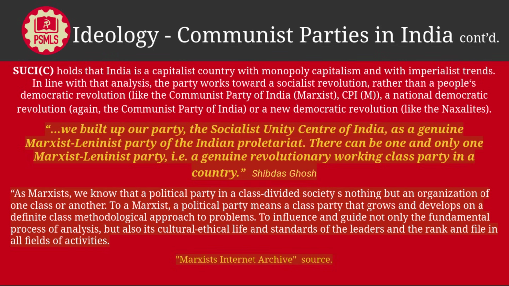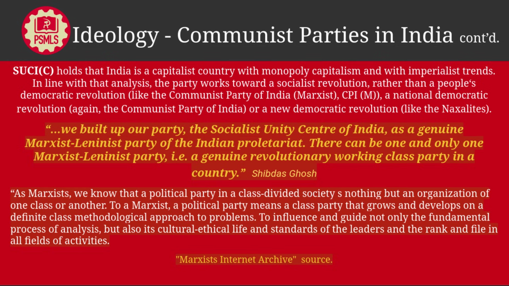So again, Shibdas Ghosh, his quote: "We built up our party, the Socialist Unity Center of India, as a genuine Marxist-Leninist party of the Indian proletariat. There can be one, and only one, Marxist-Leninist party, i.e. a genuine revolutionary working class party in a country." And I think that is a very important quote. There can only be one.